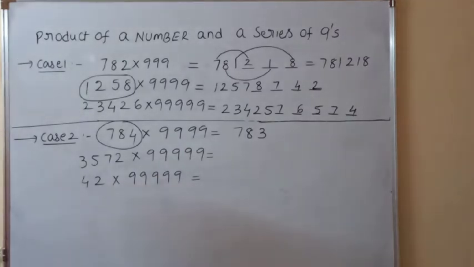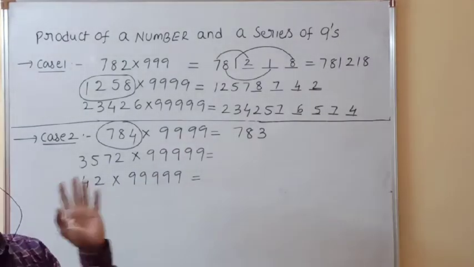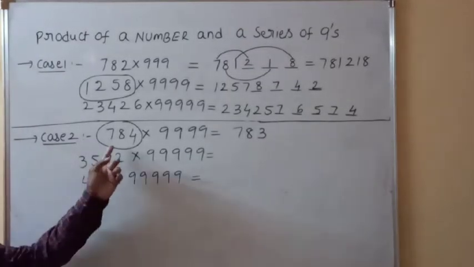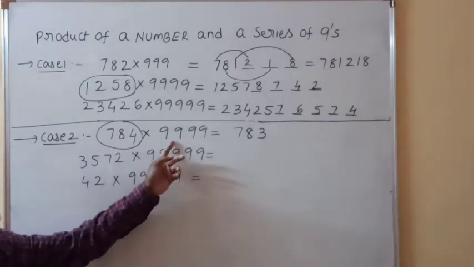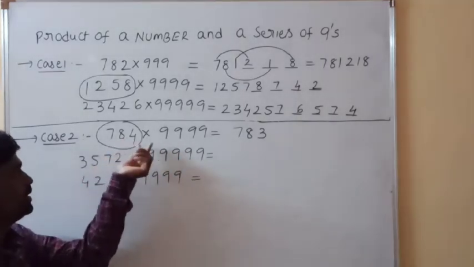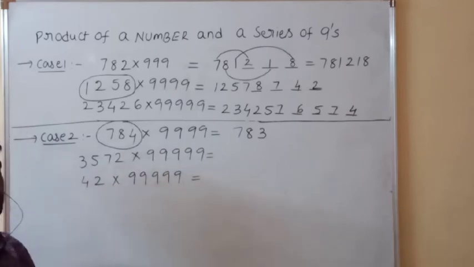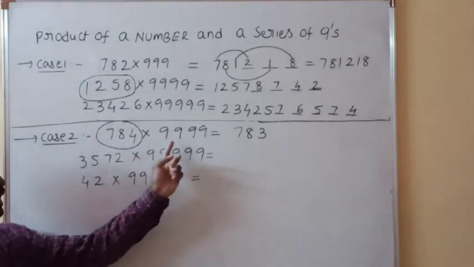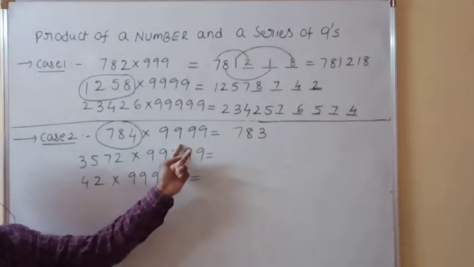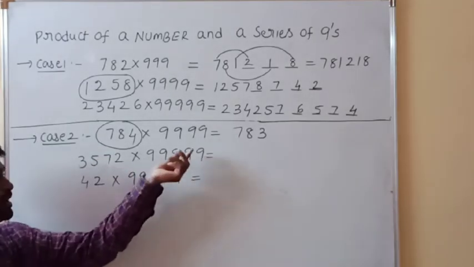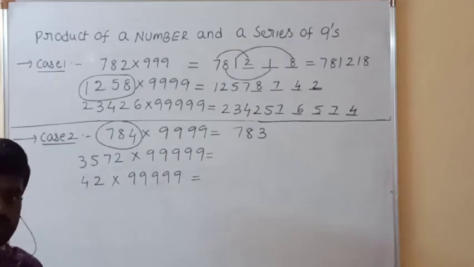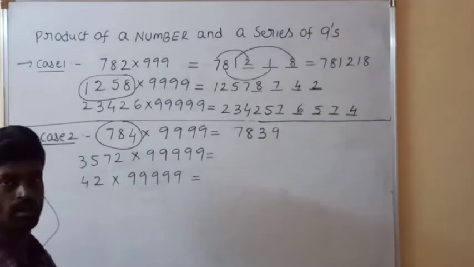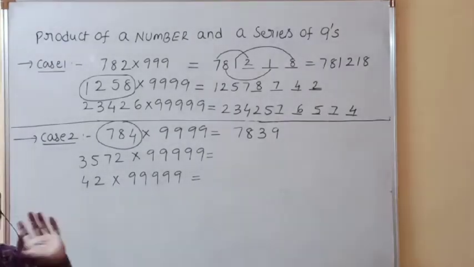3 plus 4 is 7, so we will get a 7-digit number. Now 784 minus 1 is 783. Here how many nines are there? 4 nines. That means how many nines are extra? Only 1 nine is extra, because the given number has only 3 digits but the number of nines is 4. That 1 nine you write here.